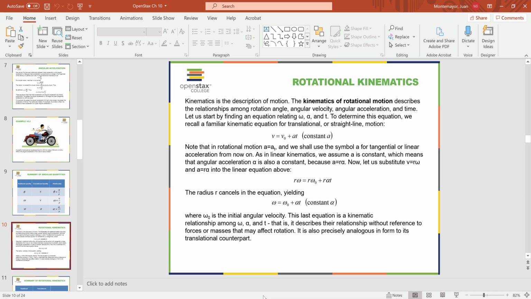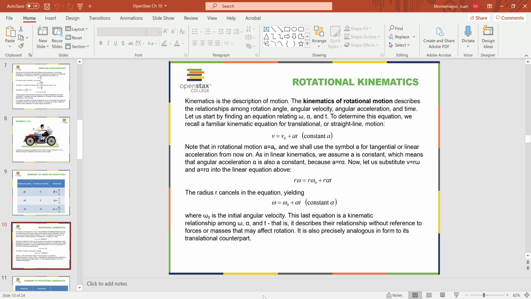As in linear kinematics, we assume a is constant, which means that our angular acceleration, alpha, is also constant, because a is equal to radius times alpha. So if our alpha is constant, we already know our radius is constant, that means our acceleration is constant. Now let us substitute v is equal to r omega, and a is equal to r alpha into the linear equation above. So that gives us our omega from our velocity is equal to our omega naught from up there plus our alpha from our a times our time.